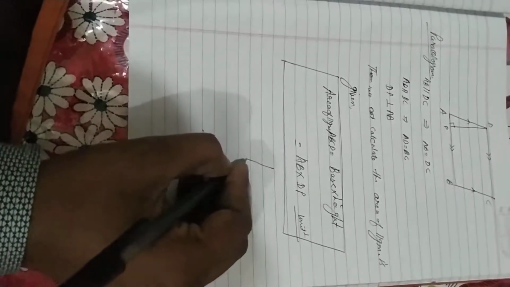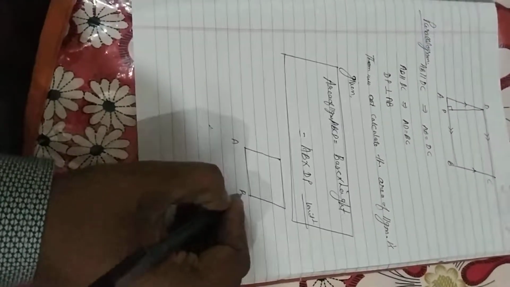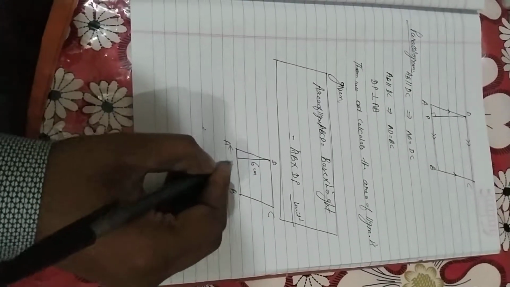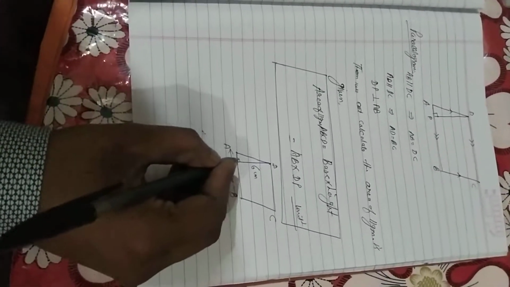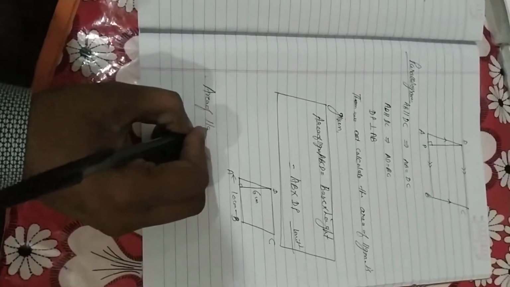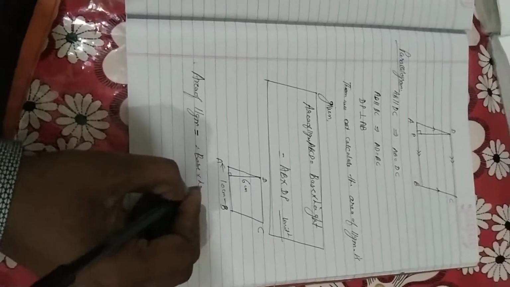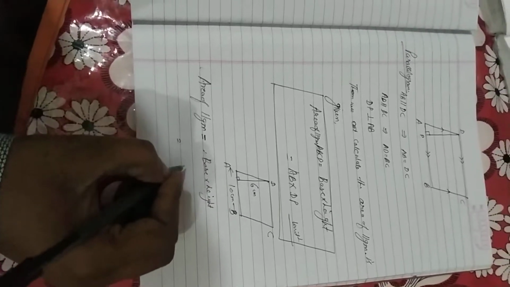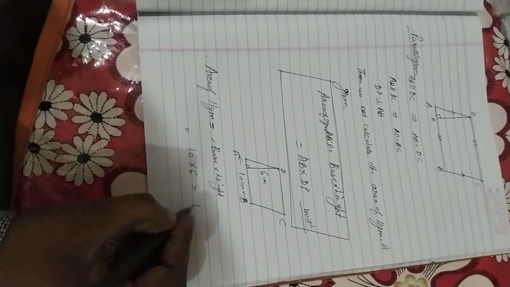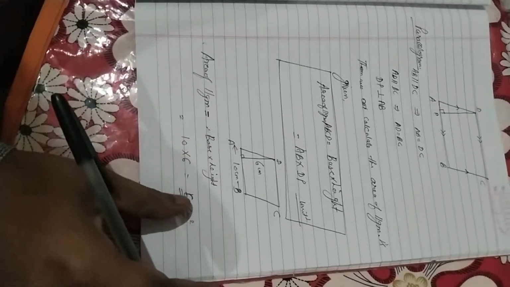If here the parallelogram ABCD has height 6 centimeter and base 10 centimeter, then the area of the parallelogram is equal to base into height. Base is 10 and height is 6. Then you will get 60 centimeter square. Clear beta?